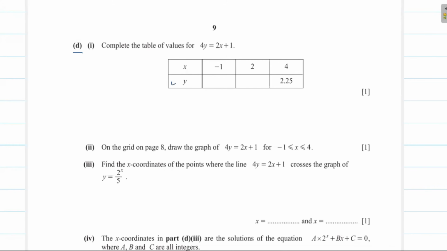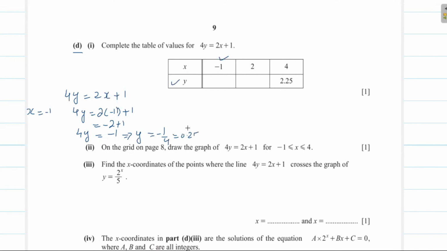We have to find the value of y against -1. Now you see here that it says 4y equal to 2x plus 1. Now when x equal to -1, 4y equal to 2 into -1 plus 1. That's equal to -2 plus 1, and this is -1. 4y equal to -1. Therefore, y will be equal to -1 over 4. This is minus 0.25. Now we write minus 0.25 here.